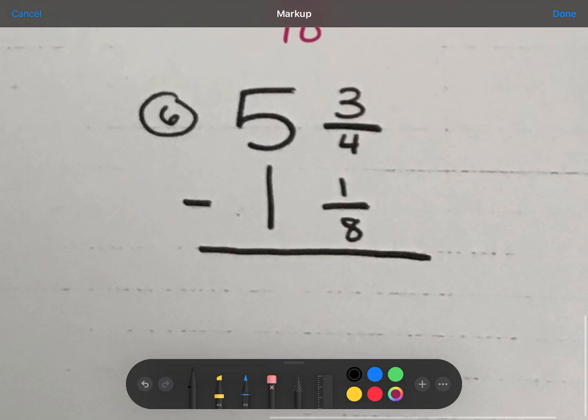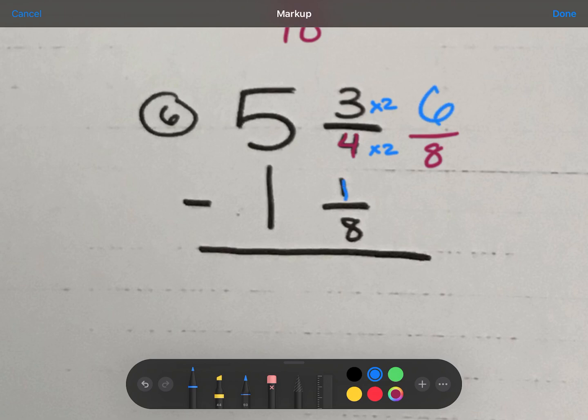Last but not least, okay? I'm going to look at my denominators here. I have a 4 and an 8. Can I turn that smaller number into an 8 by multiplying? Yeah, I can. So I'm going to make it an 8. What did I do to the 4 to get me to an 8? Multiply by 2. If I do it to the bottom, I got to do it to the top. Times 2. 3 times 2 equals 6.